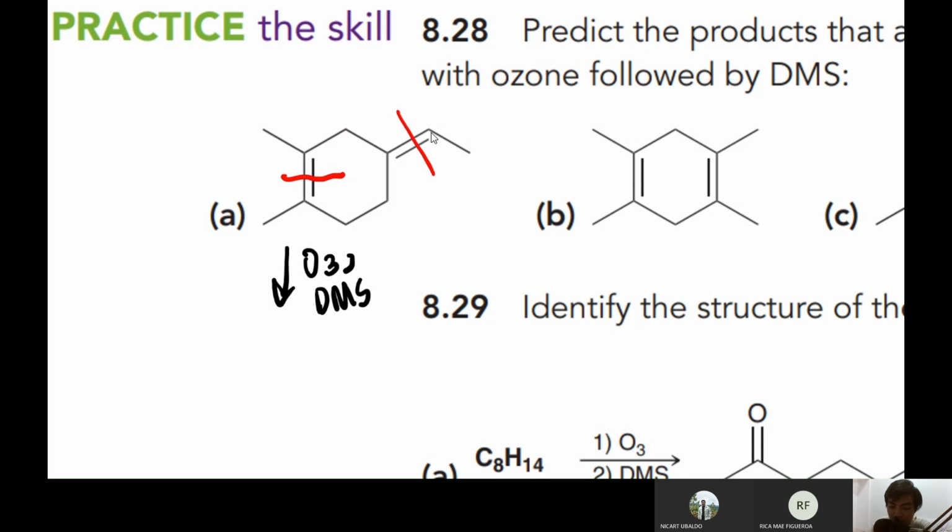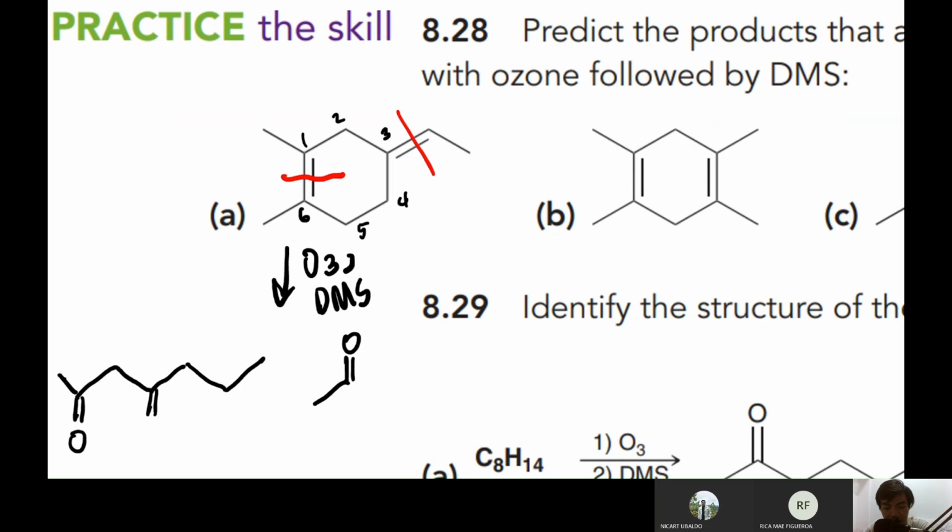Ito, draw ko yan. Okay. Then ito, naglalagay ko number 1, 2, 3, 4, 5, 6. Carbon 1, may methyl group. Okay. Tapos may double bond O. Okay. So, ganun siya. Carbon 3, ganun din. And sa carbon 6, may methyl group din. And double bond O. Okay. So, ito yung mga products natin.